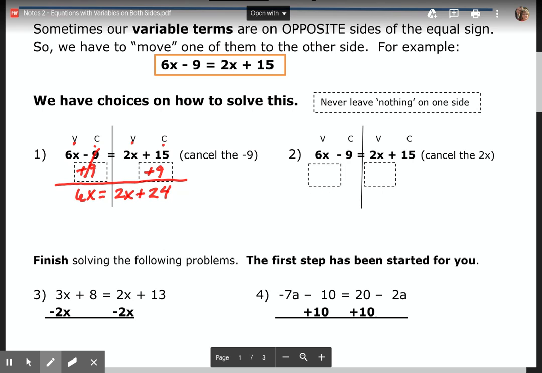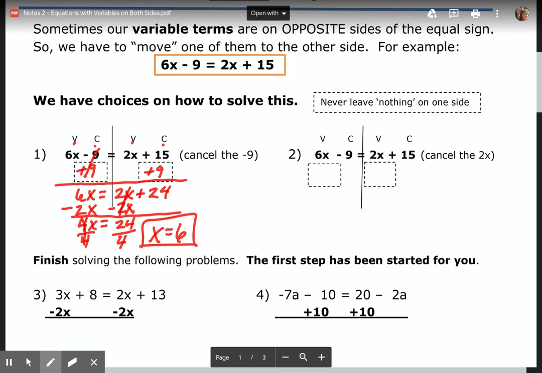Now then, this is going to look a little bit different because I do have a variable term on the left, which is your 6x, but then look on the right side. I also have a variable term there. So what I need to do is to get that 2x over here with the 6x. So the inverse of a positive 2x would be a negative 2x, and whatever I do to one side, I do to the other. So that cancels out. So 6x minus 2x is 4x equals 24. And then I divide both sides by 4. So 24 divided by 4 is 6.